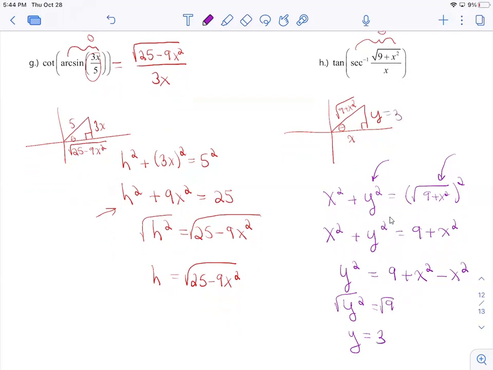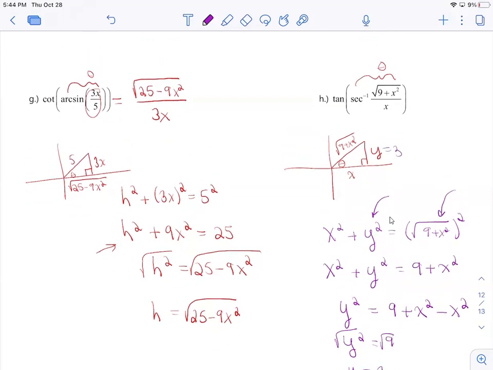Now tangent of this triangle would be opposite, which is 3. That's opposite your angle, over adjacent.